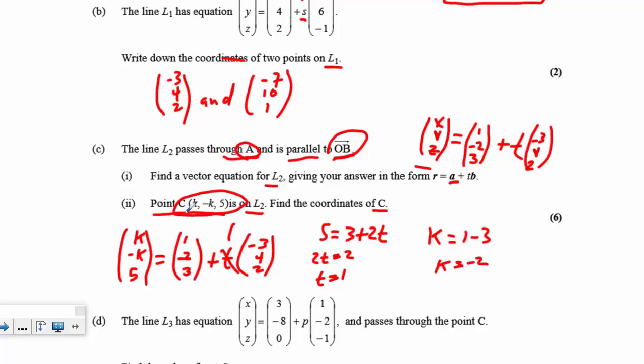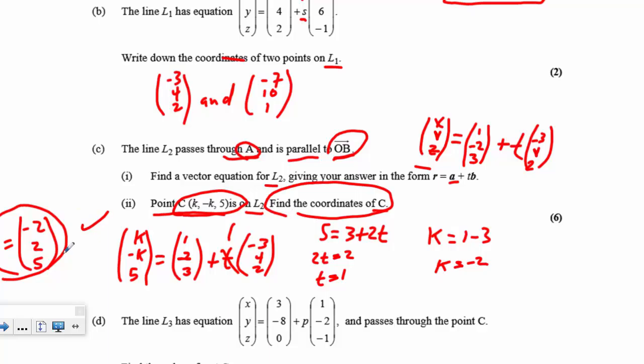This is my point C, and I know that C is equal to k, which I now know to be -2 right here, and then the negative of that for the next one, the -k, which is now +2, and then 5 will be the last one. So this is the actual point C that we wanted, and that's the coordinates that they're asking you for. Fine, that's that answer. Alright, we keep going.